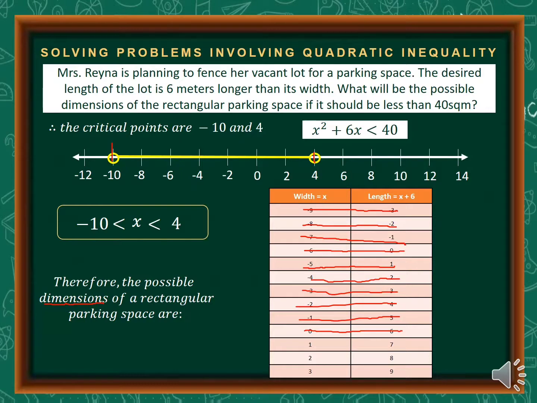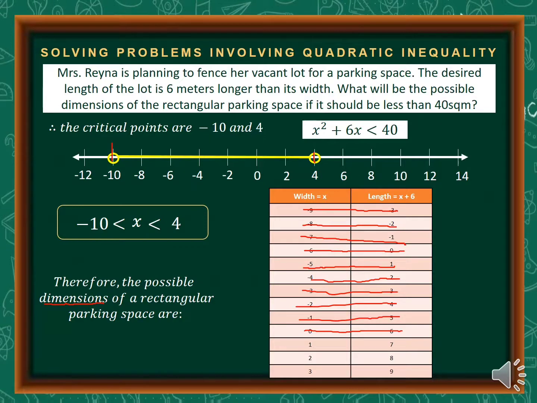So, meaning to say, ito lang yung mga possible dimensions ng ating rectangular space, which are, the width is 1, length is 7. The width is 2, the length is 8. And when the width is 3, the length is 9. So, these are the possible dimensions. Okay? So, I hope you understand our problem and how we solve problems involving quadratic inequality.